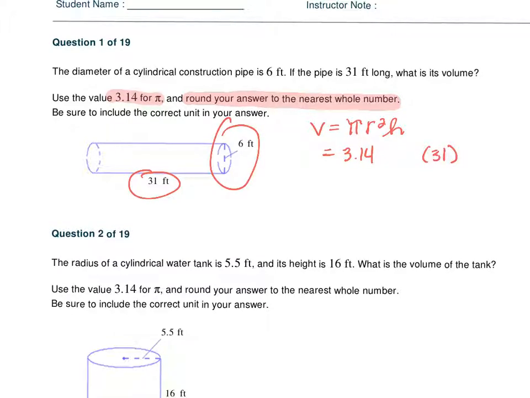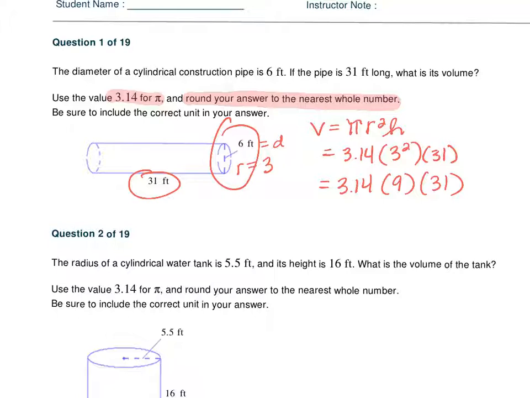Here, it gives me the diameter. Remember, to find the radius, it's just half the diameter. So our radius in this case would be 3. So I'm going to take that times 3 squared times 31 for my height. Simplifying that down, I have 3.14 times 9 times 31.